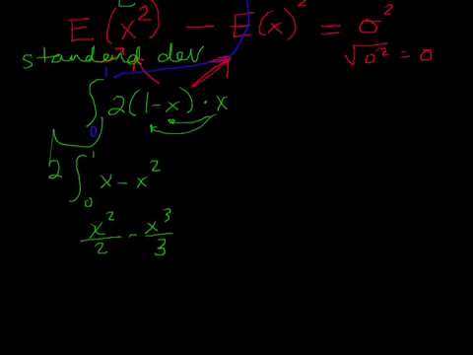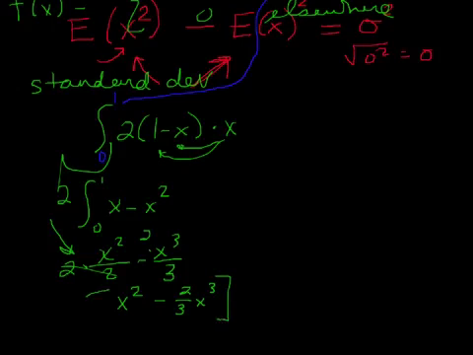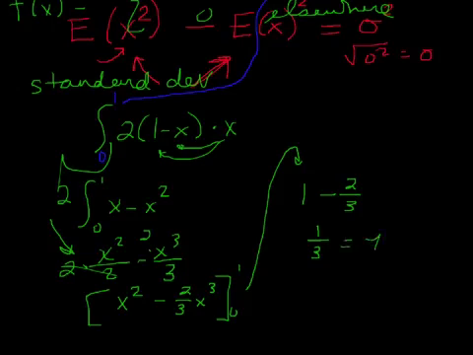I got to write smaller if we're going to have room. Distribute my 2. So multiply both of those times 2. The 2's cancel. I have x squared minus 2/3 x to the 3rd. I'm going to go ahead and apply my values of 1 and 0. When I plug 1 in, I get 1 minus 2/3. When I plug in 0, I get 0. So I get an expected value of 1/3.